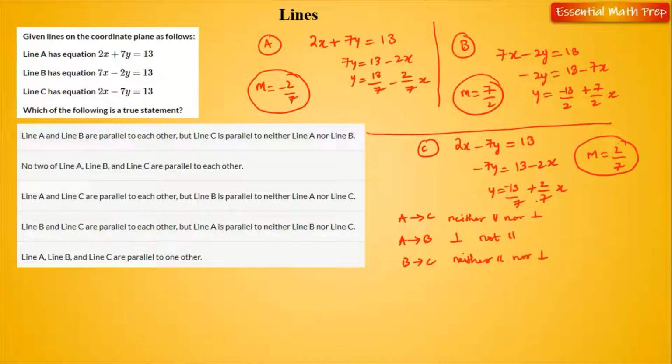So what this means is all the lines are not parallel to each other, right? So no two lines of line A, B, and C are parallel to each other is the correct answer. If you want, you can use the remaining choices as process of elimination, and you quickly see that it does not fit into any of the descriptions we have written for our conclusion, and hence choice B is the correct answer.